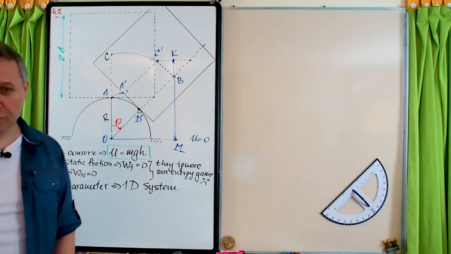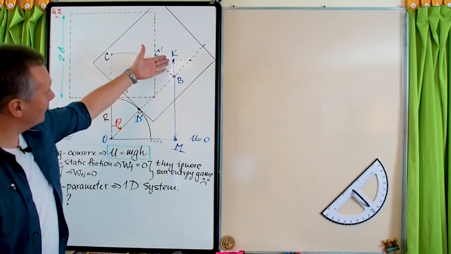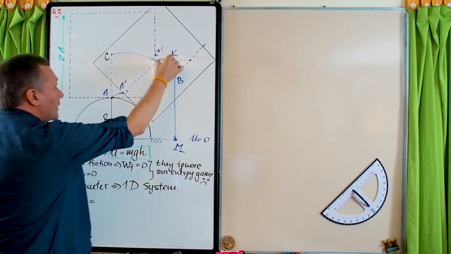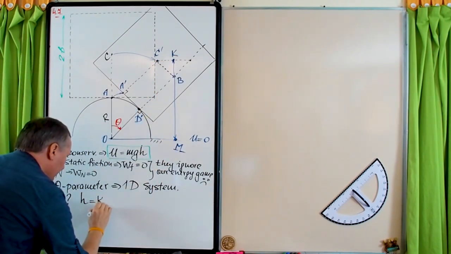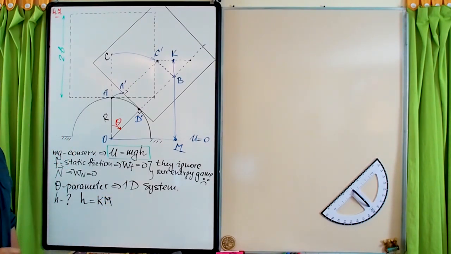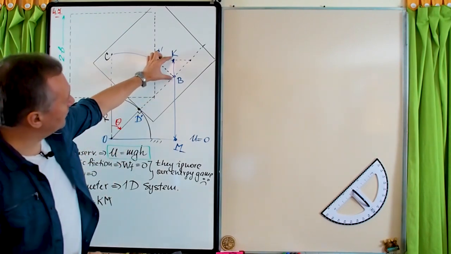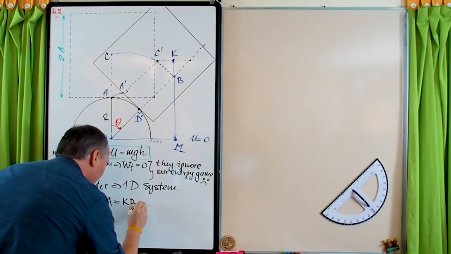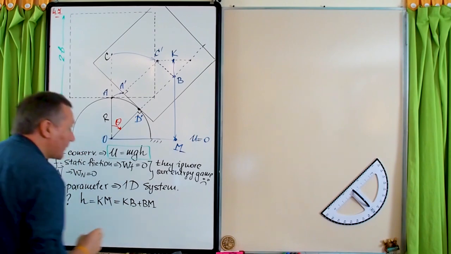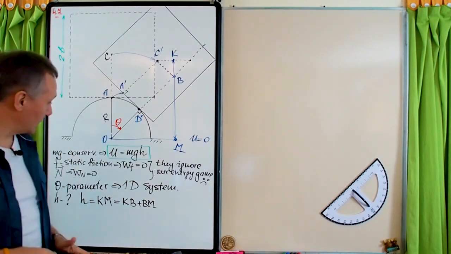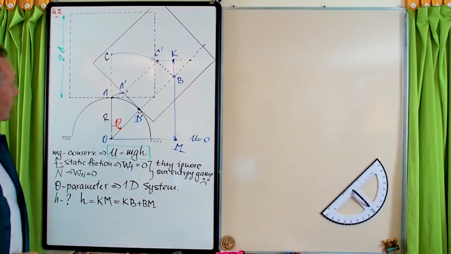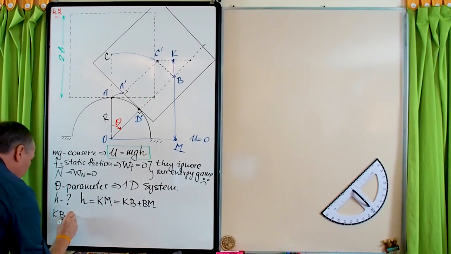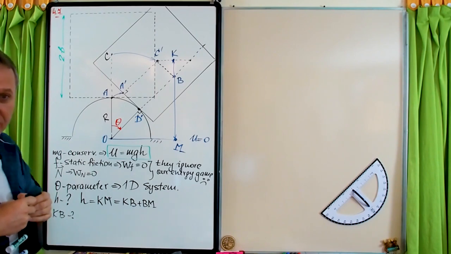Now we just need to look carefully, write what we need, and find this distance. Let me show that H is basically KM, and KM is KB plus BM. So it will be KB plus BM. Let's first find KB and then BM. So KB, with a question mark, and the steps we need to make in order to find this.